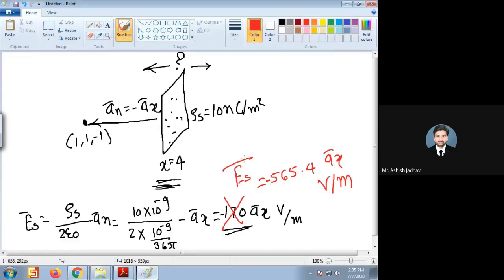Right? So if you add all those three electric field intensities, you get the final answer for the total electric field intensity at point 1 comma 1 comma minus 1. Hope you understood the concept, and how to solve such kinds of problems if three different charge configurations are given.